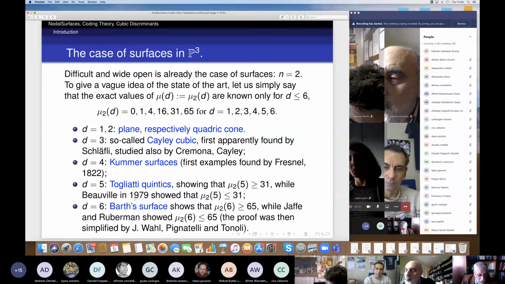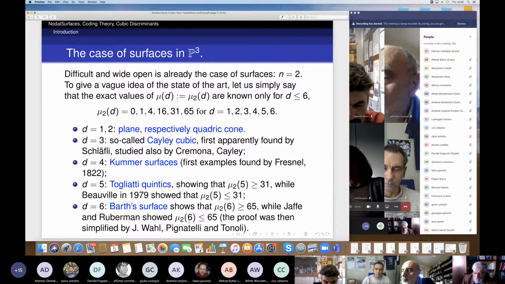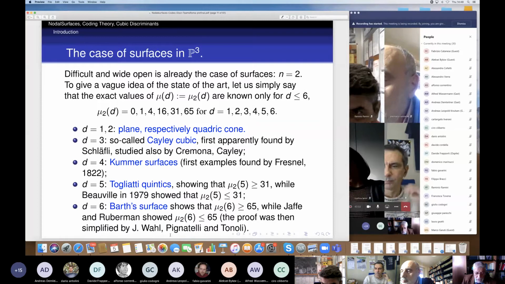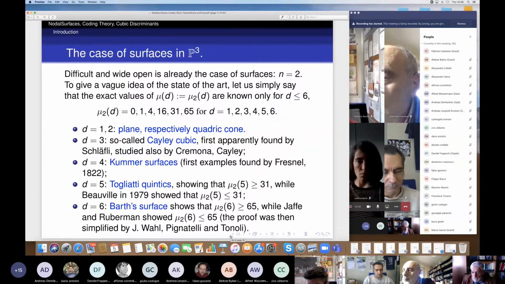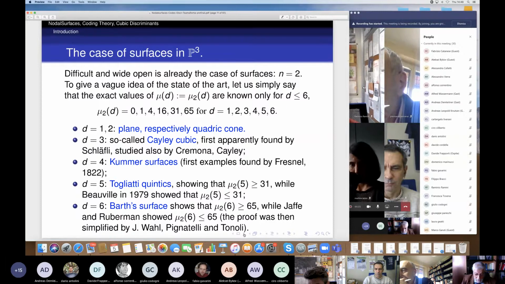And he introduced coding theory. For d equals 6, Barth gave an example with 65 nodes, and Jaffe and Ruberman showed that the maximum is just 65. The proof was quite complicated, and it was then simplified by Johnny Wall and then Pignatelli and Tonoli, and they are using something quite easy from coding theory called the MacWilliams identities. But there were some very hard steps, which I will describe later.